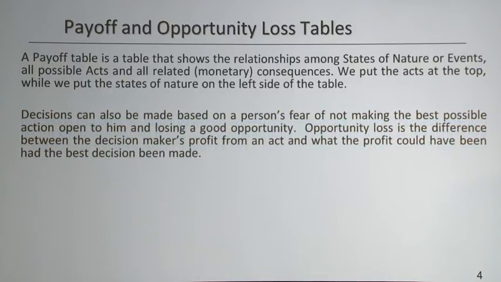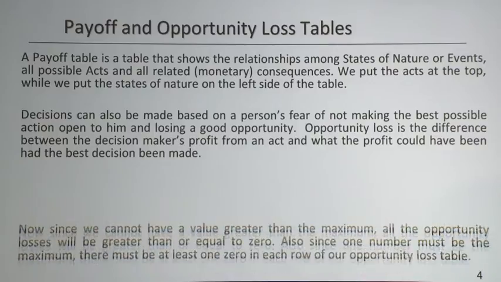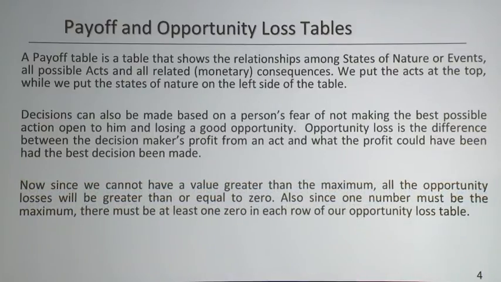Now, decisions can also be made out of a person's fear of not taking the best possible action open to him, and thus losing a good opportunity. Opportunity loss is the difference between the decision maker's profit from an act and what the profit could have been if the best decision had been made. Since we cannot have a value greater than the maximum, all opportunity losses must be greater than or equal to 0. We can't have a negative opportunity loss. If we do, we made a mistake. Also, one number must be the maximum, so there must be at least one 0 in each row of our opportunity loss table.